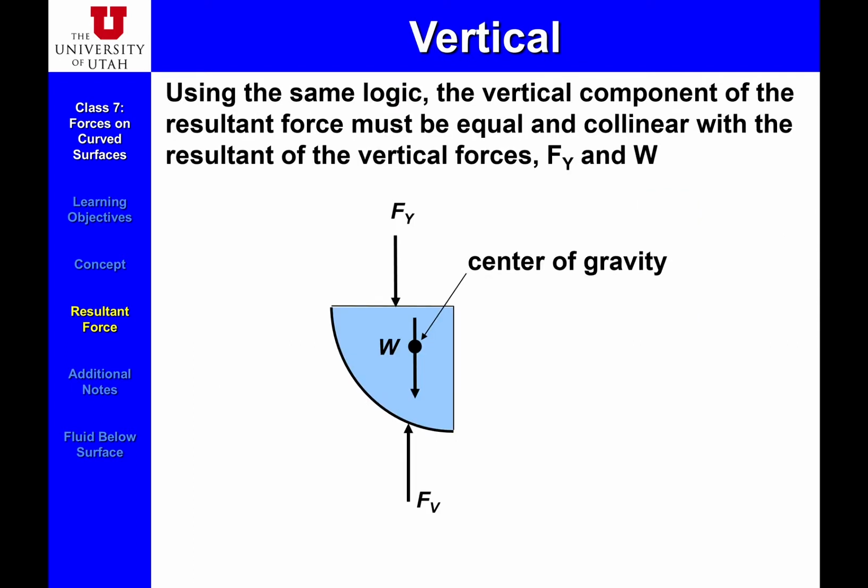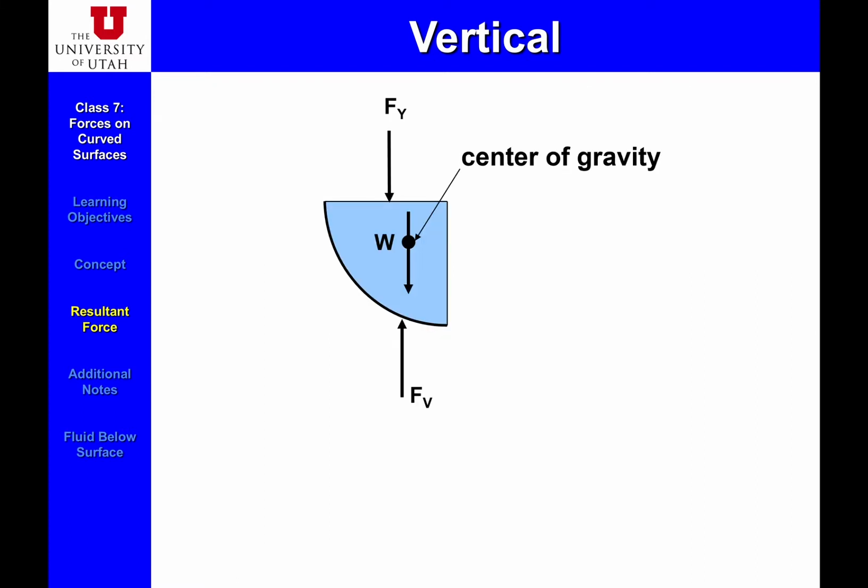We can do the same thing when we sum the forces in the y direction. So we have to say that the forces acting down are equal to the forces acting up. So we have force Fy acting from above. We have the weight of the fluid acting down, and we also have the vertical force acting in the upward direction. So we're going to set Fy plus W equal to Fv.